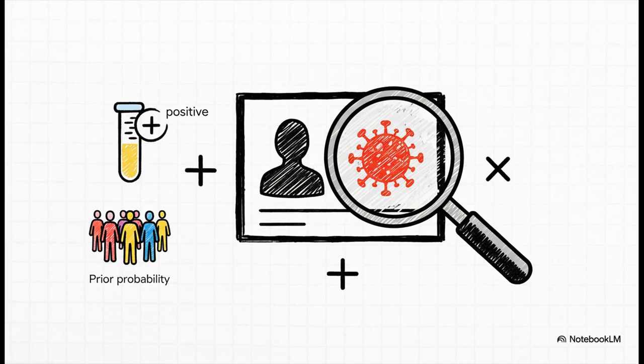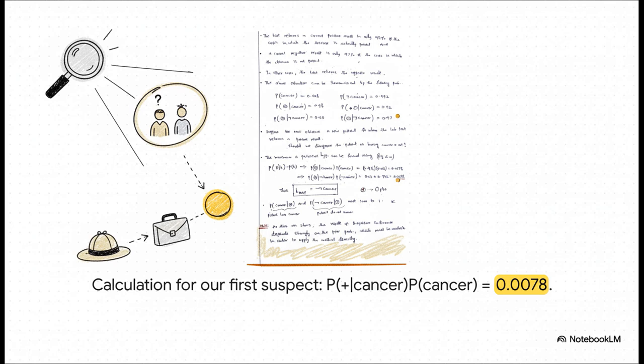First up, we're investigating suspect number 1, the hypothesis that the patient really does have cancer. To do that, we're going to multiply the likelihood of a positive test if they're sick by the prior probability of anyone being sick in the first place. And here's the math. We take 0.98, the test accuracy, and multiply it by 0.008, how rare the disease is. That gives us a score of 0.0078. Let's just think of this as the evidence score for suspect number 1.